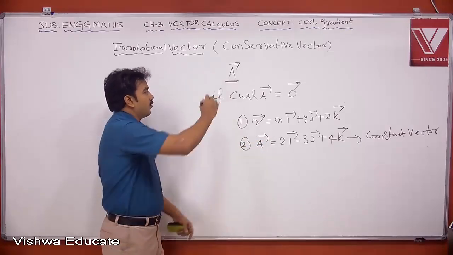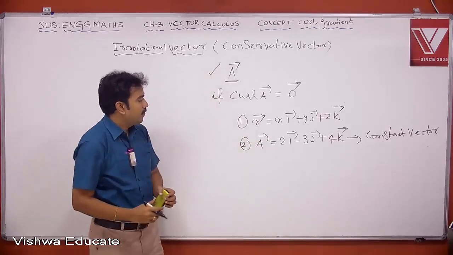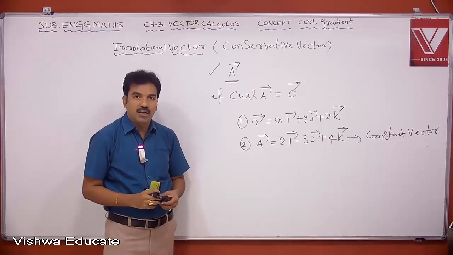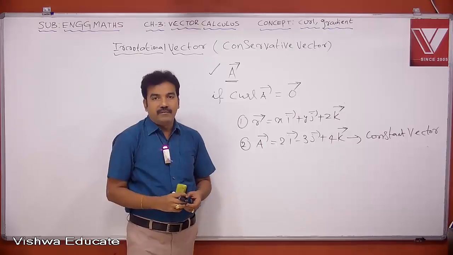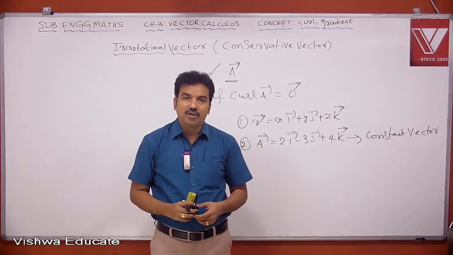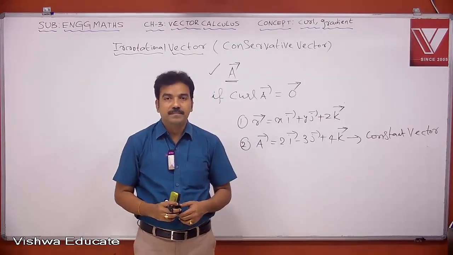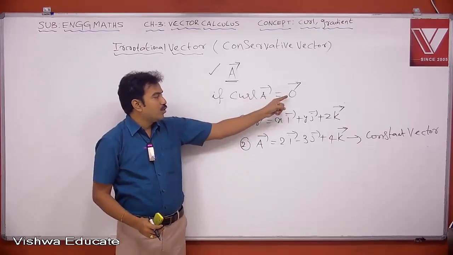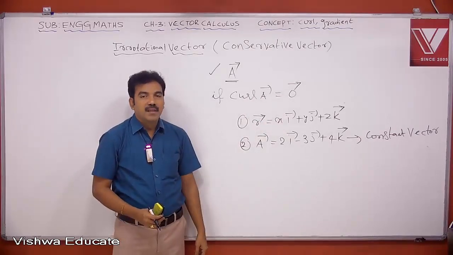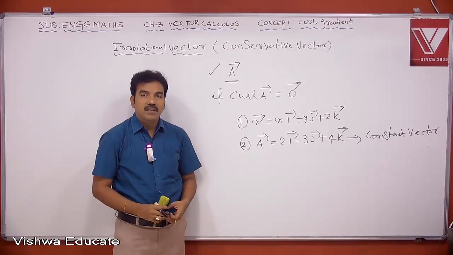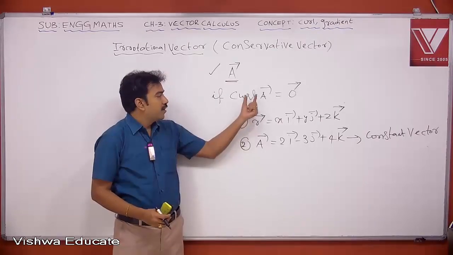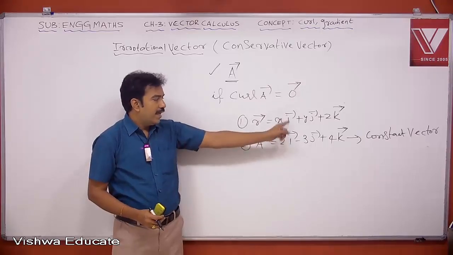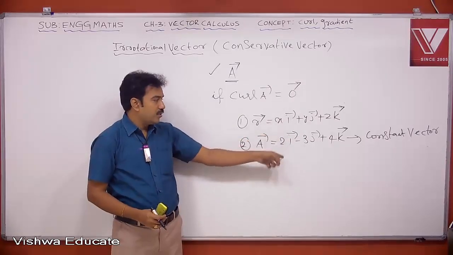Okay, so write this point. A vector A bar is said to be irrotational if curl A bar equals 0 bar. Examples. Write these two examples.